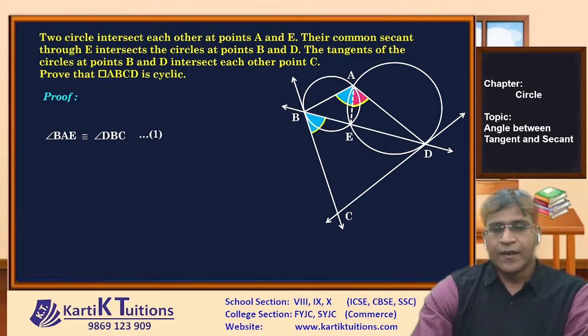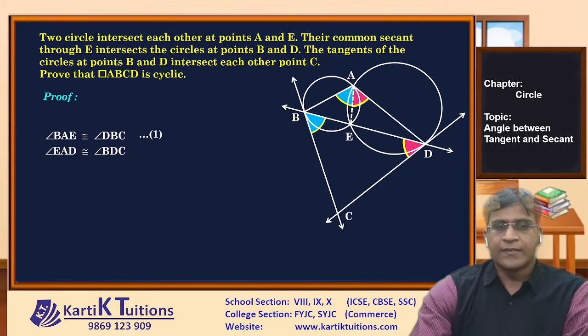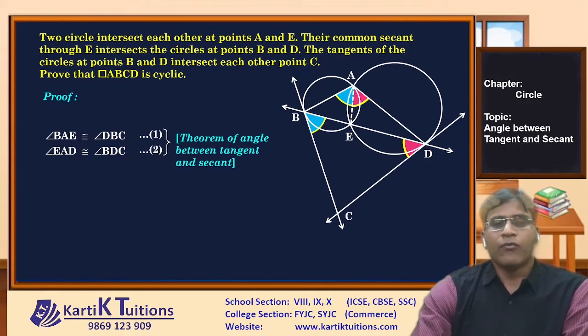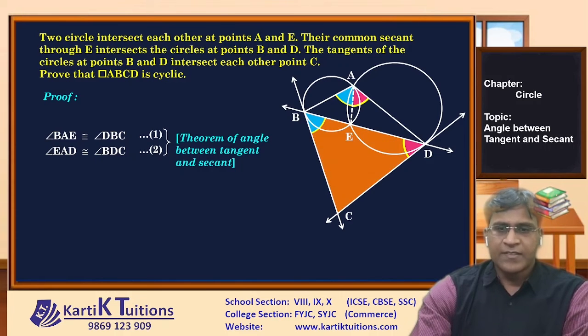Same way, let's have a look at the next angle. Angle EAD, it is an inscribed angle and its intercepted arc is ED. And if I talk about angle EDC, that is the angle formed by the tangent and secant and its intercepted arc is ED. So in other words, these two angles will also be congruent. So I get angle EAD congruent to angle BDC. And the reason is the same. Either you can write it as angles in alternate segments, or you can write theorem of angle between tangent and secant. Now let's talk about triangle BCD.